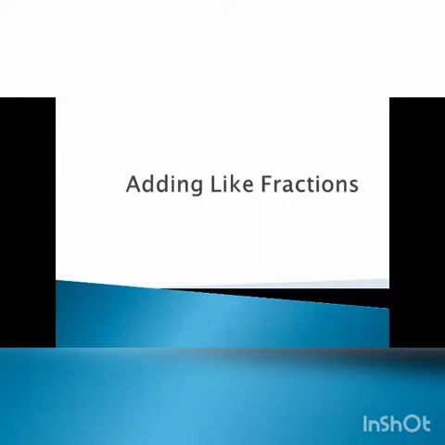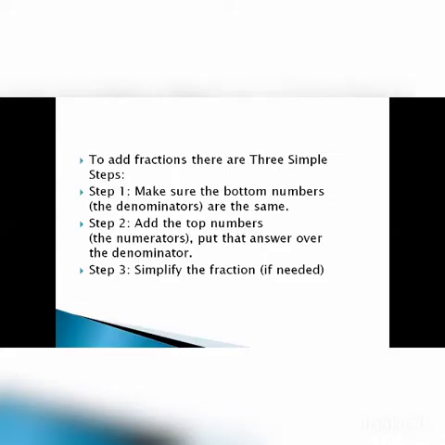So first of all, we will learn adding like fractions. To add the like fractions, you have to follow three steps. First step, make sure the bottom number, that is the denominator, is the same. Second step, add the top numbers, and put that answer over the denominator. And the third step is to simplify the fraction.